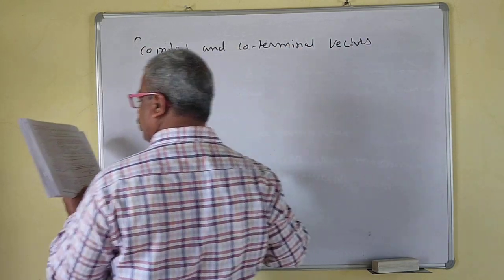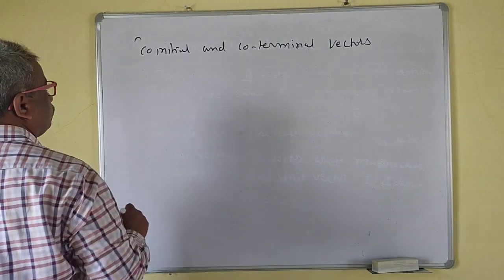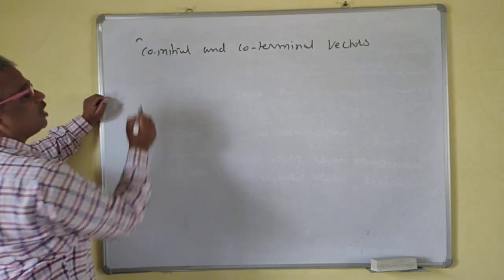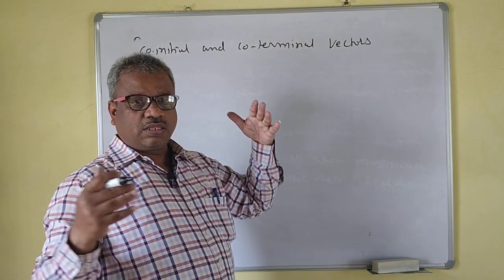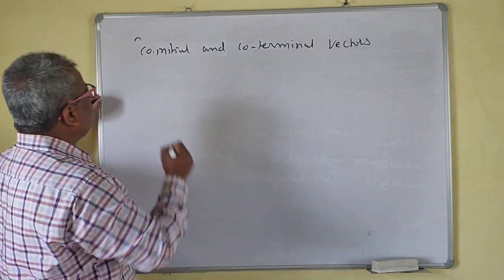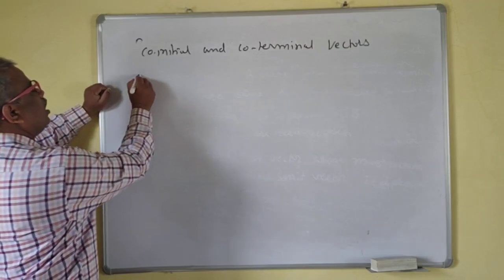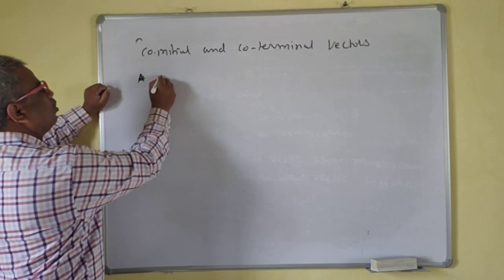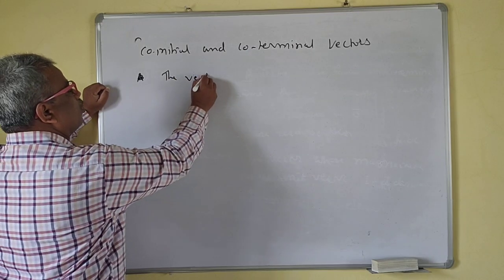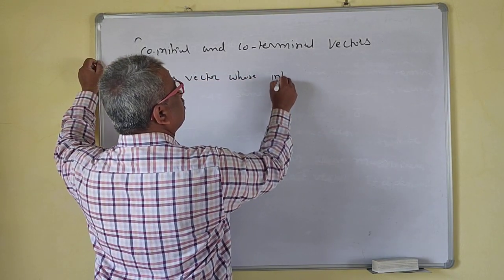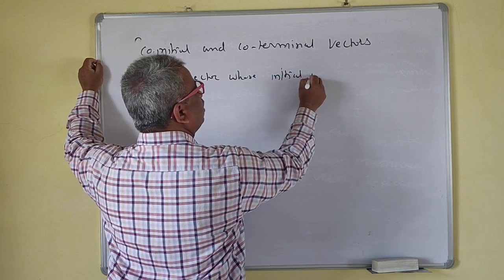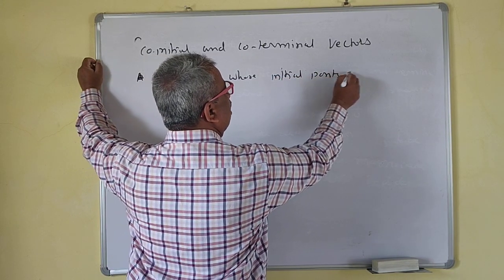Vectors. An initial point means the starting point, and terminal point means what? The end point, right? So co-initial vectors mean what? Vectors whose initial points are same.